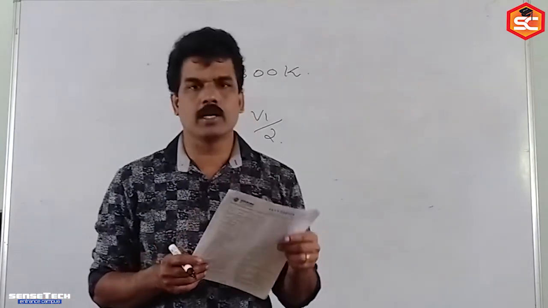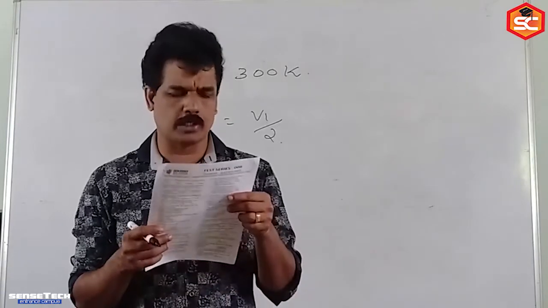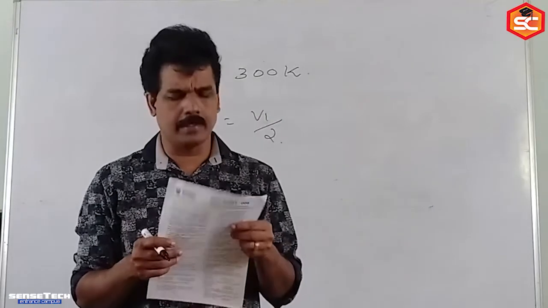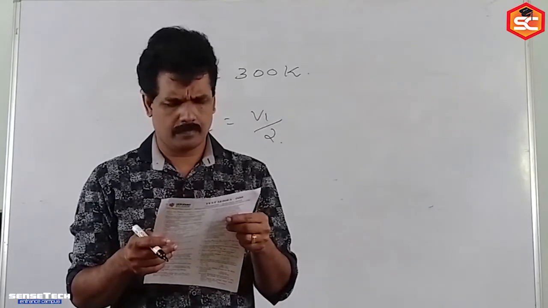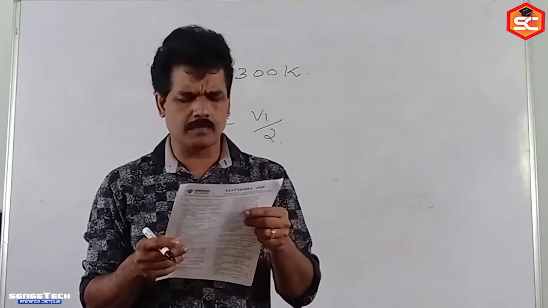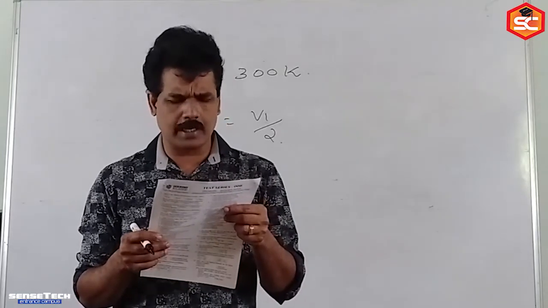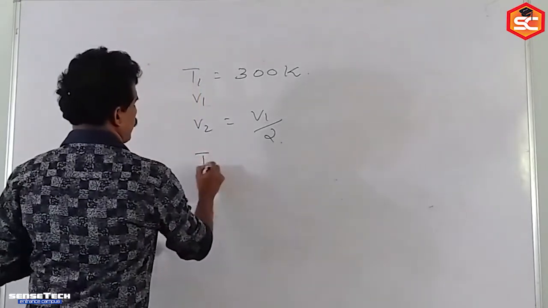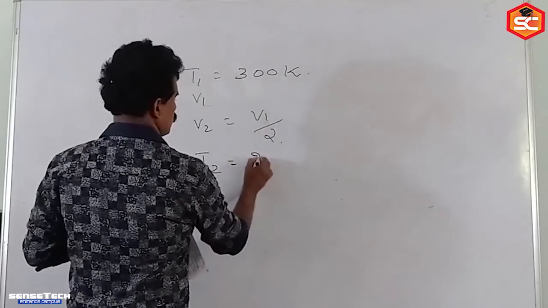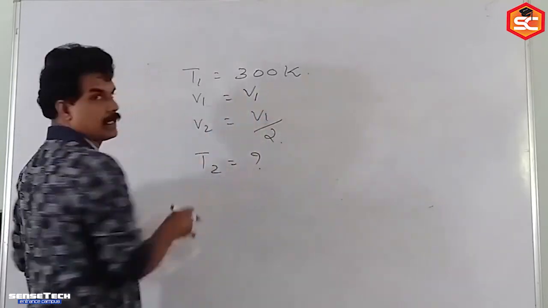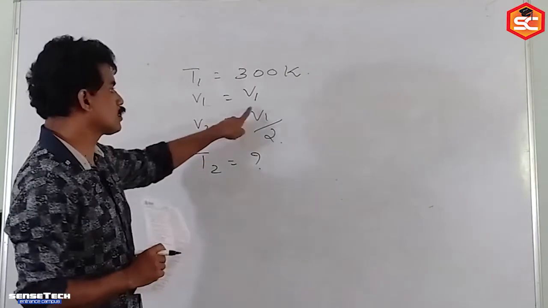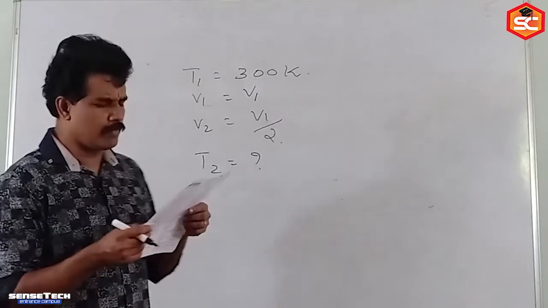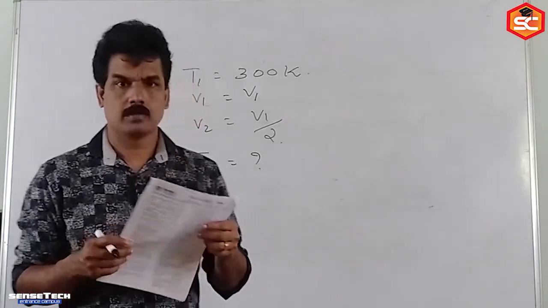What relation can we use? V1 by T1 is equal to V2 by T2. So T2 you have to find out. T1 is 300 Kelvin. V1 is the initial volume, and V2 is V1 by 2. So what will be T2? V1 by T1 is equal to V2 by T2. So what is the answer you are getting?